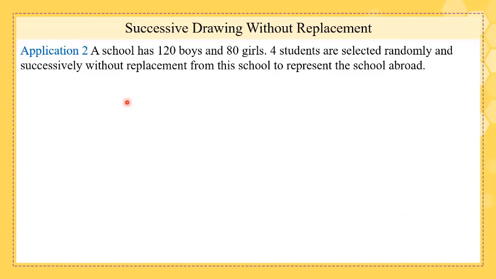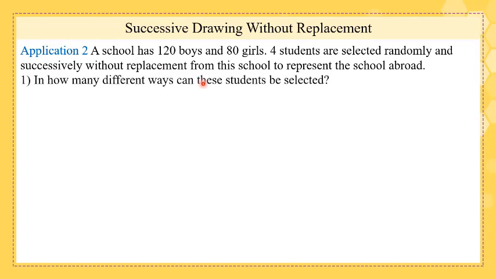Let's continue with this application. A school has 120 boys and 80 girls. 4 students are to be selected randomly and successively without replacement. In how many different ways can these students be selected? Try to do it alone, but remember here that we have 200 students and we need to choose 4 out of them randomly, successively without replacement. Try to do it alone.